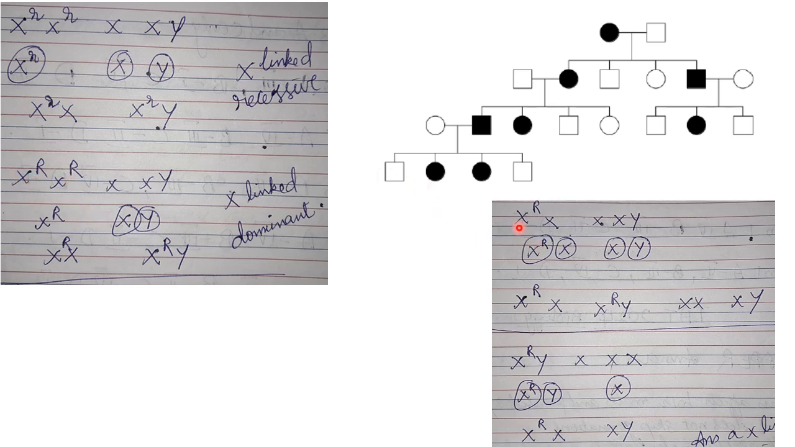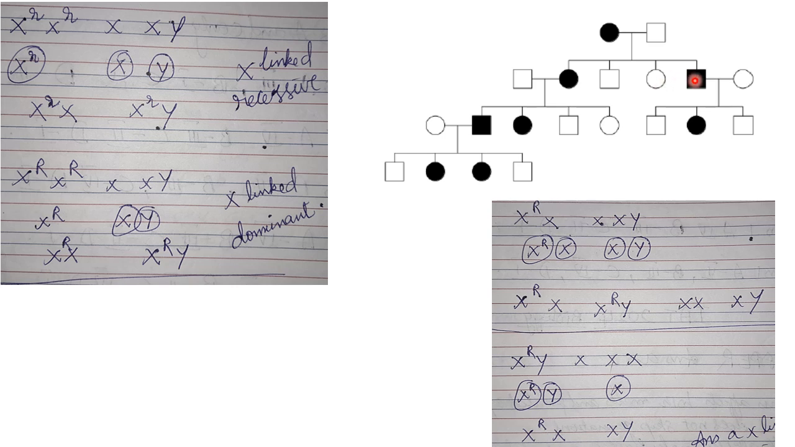We will see in case of a single X chromosome carrying the dominant gene. Now if that is the case, this will be affected, this will be the gametes. So you can see that one female is affected, one female is unaffected, one male is affected, one male is unaffected. That is the condition seen here. Some males are affected, some females are affected, some males are unaffected, some females are unaffected.